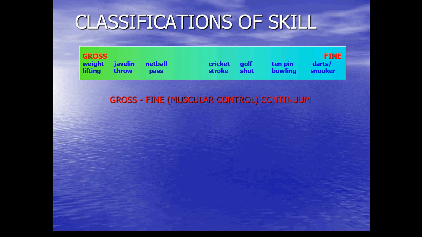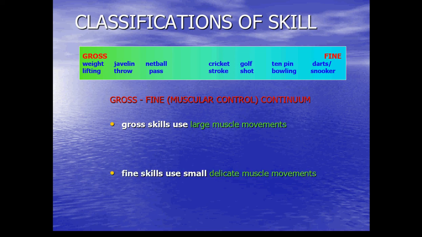So our first continuum is the muscular control continuum. At either end, we've got gross and fine. This continuum is measuring gross skills using large muscle movements associated with strength, with endurance, with power-based activities. At the other end of the scale, we've got fine skills. These use small, delicate muscle movements associated with speed, with accuracy, possibly more efficient movements. An example of a gross skill is weightlifting, and an example of a fine skill is maybe darts or snooker.